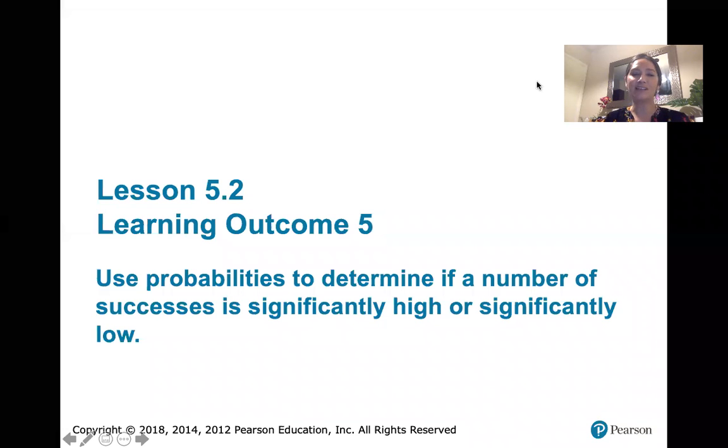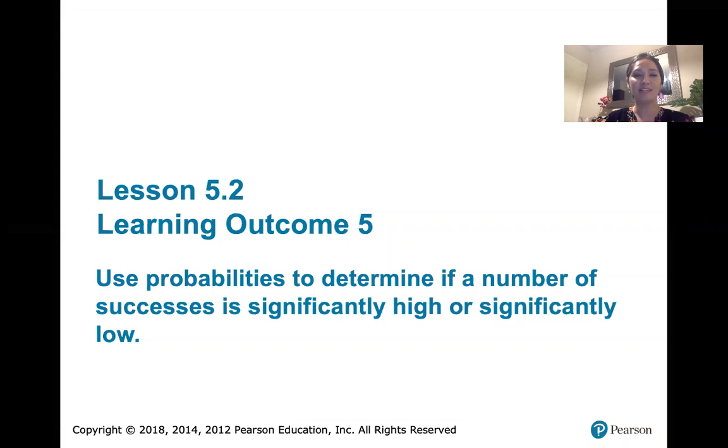In this video, we discuss learning outcome number 5 from lesson 5.2, which is all about using probabilities to determine if a number of successes is significantly high or significantly low. We talked about this in lesson 5.1, but at that point, we hadn't learned about binomial probability distributions yet. So now that we know more about them, we can use that knowledge to answer similar questions to those that we answered in lesson 5.1.